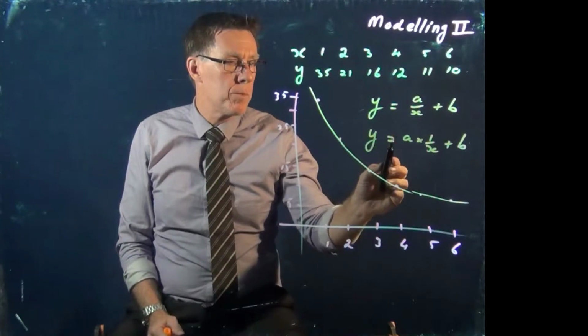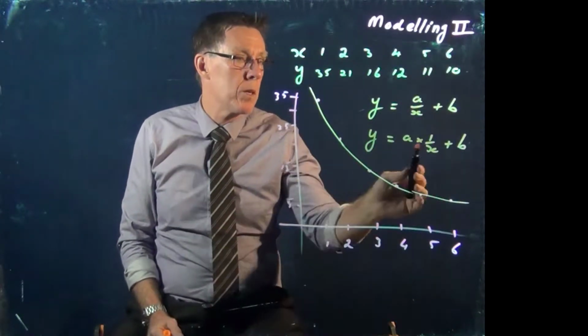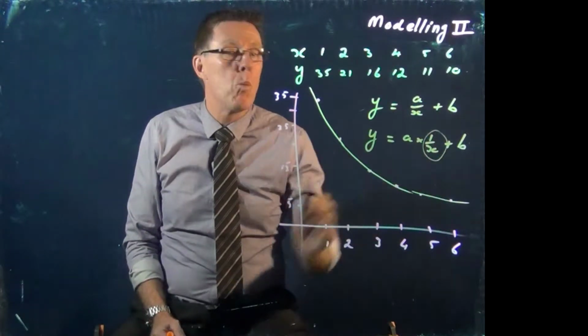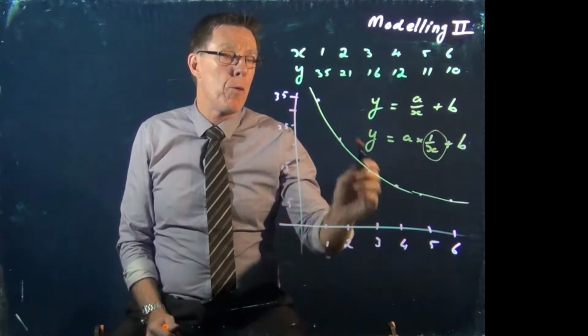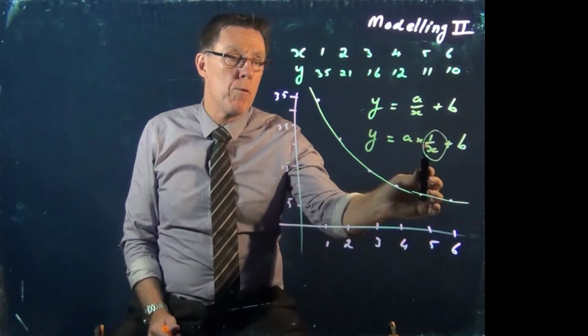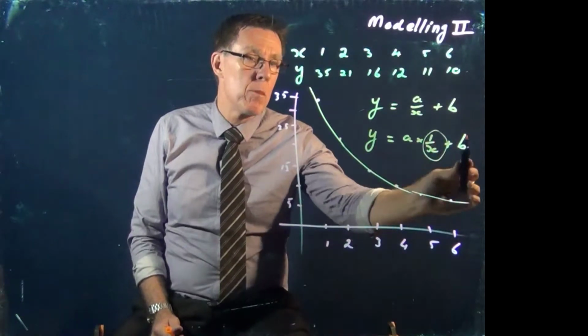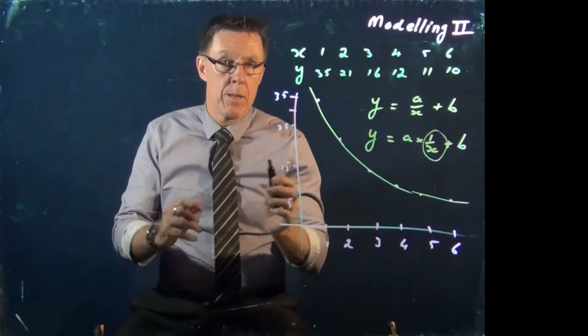So what I'm going to do, instead of plotting Y versus X, I'm going to find the values of 1 over X and plot them against Y. So if I plot 1 over X here, I'm going to end up with a straight line format. A multiplied by something to do with X plus B, it will be a straight line. So let's have a look.